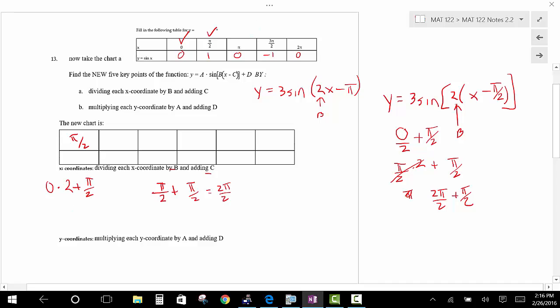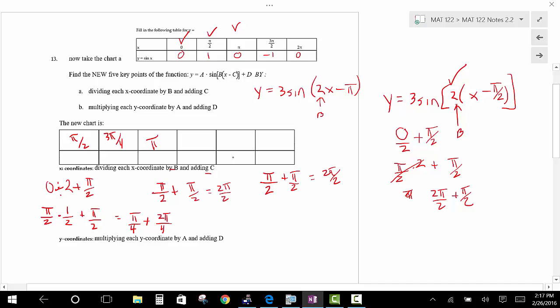The second point: we're going to take pi over 2 and divide that by 2. So we're multiplying by a half, and then add the phase shift. This right here should have been divided by 2. So that gives pi over 4 plus pi over 2. Now pi over 2 you can change with a common denominator, so you get 3 pi over 4. Take the next one: take pi, divide it by the value of b, and add the phase shift, which is pi over 2. That will give 2 pi over 2, so that's going to get pi.